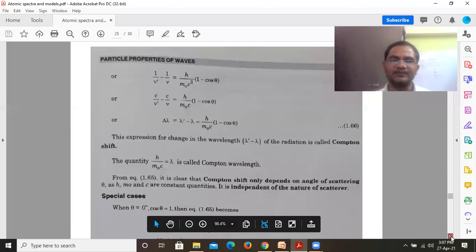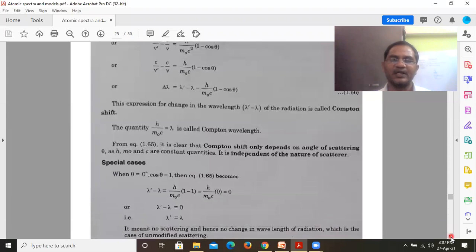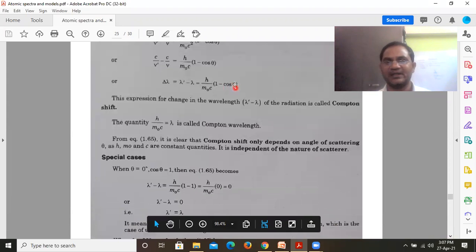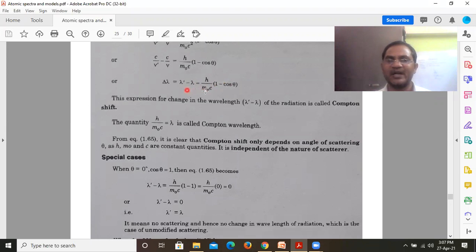In that formula, if theta equals 0 is substituted, cos 0 equals 1, then lambda dash minus lambda equals 0, so lambda dash equals lambda. Theta 0 means scattering angle 0. What does that mean? The incident photon is not deviated. It is moving along the positive x-axis and continues along the same axis. There is no collision, no scattering, and no change in wavelength.